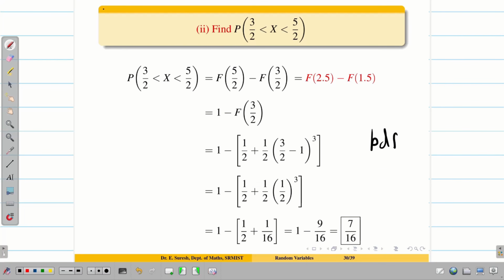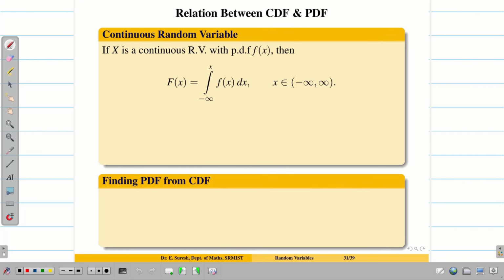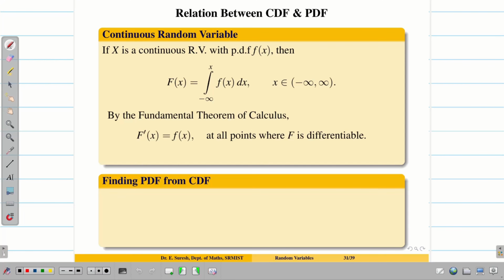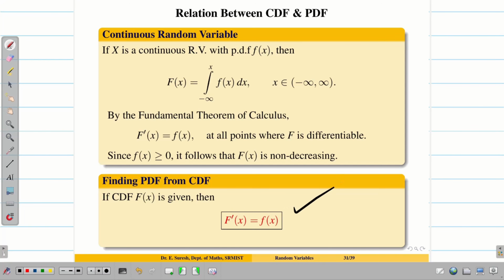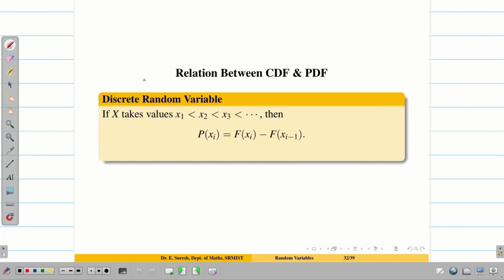Now we learned how to find CDF from PDF. In the next problem, we are going to find PDF from CDF. For a continuous random variable, the CDF is the integral from minus infinity to x of f of x dx. By the fundamental theorem of calculus, the relation between CDF and PDF is that the derivative of capital F of x is equal to small f of x. So using this result, we can find the PDF from the given CDF in a very easy way. If it is a discrete random variable, the probability of xi is equal to CDF of xi minus CDF of xi minus 1.